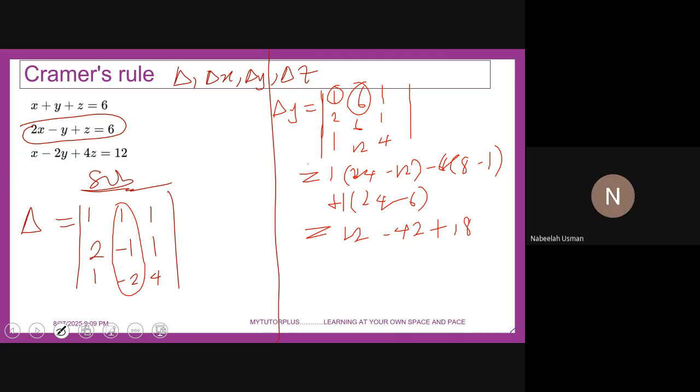So simplify this now. 12 minus 42 plus 18. Minus 12. So we have gotten the value of data y now. Then we have another step again.